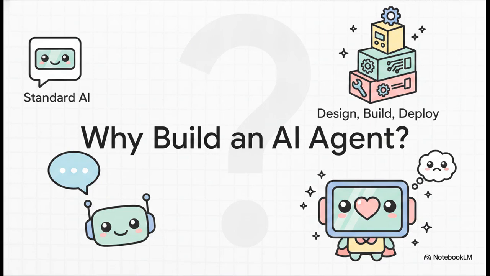Before we actually start building the house, we really need to know why we're pouring the concrete in the first place. The crucial question here is, why not just use standard out-of-the-box AI? We all have access to basic chat interfaces now, right? So what is the actual strategic advantage of investing your time to design, build, and deploy a custom intelligent agent?